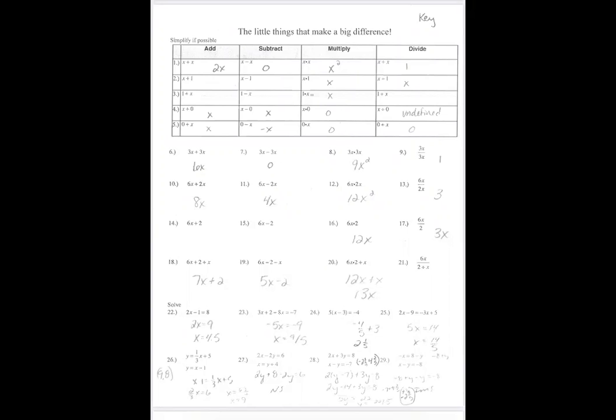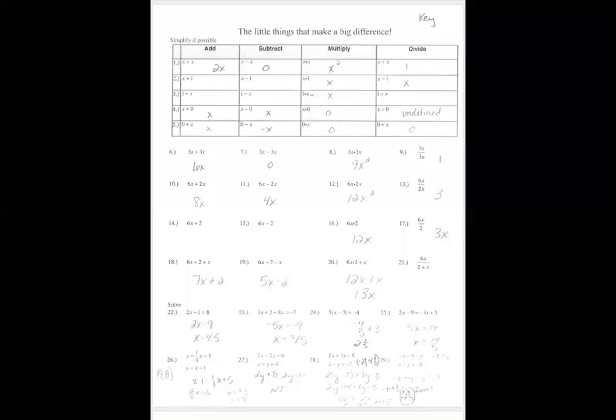Again, with multiplication being commutative. And for number 9, anything divided by itself, 3x divided by 3x is 1. Again, the fine print is we are assuming that x is not equal to 0. For number 10, 6x plus 2x would combine, simplify to get 8x.